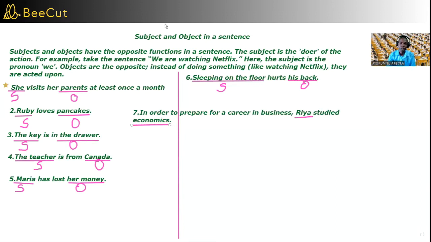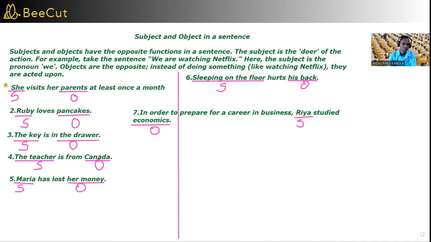So I'm going to be putting subject and object here. So this is the subject of the sentence and this is the object of the sentence. Is that clear to you? Unmute yourself and let me hear you. I'm waiting. Use your video, use your audio and let me hear you. Is that clear to you? Okay, there is another one here.